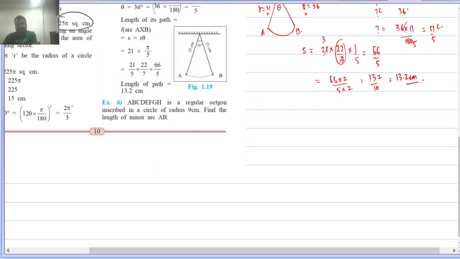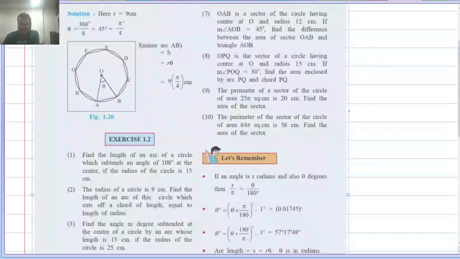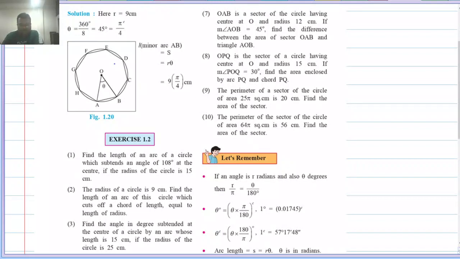Okay. Next. ABCDEFGH is a regular octagon inscribed in a circle of radius 9 centimeter. Find the length of the minor arc AB. Okay, let's look at the diagram. So we have an octagon. So the circle is divided into 8 central angles.